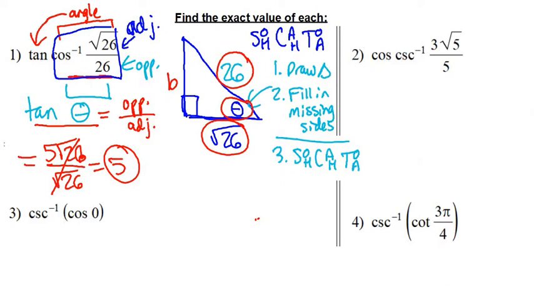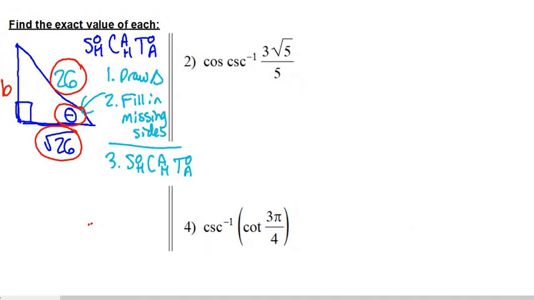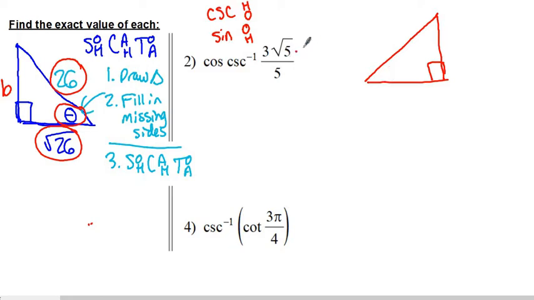Number 3 and 4 are slightly different, but you can probably figure it out from what we've done so far. All right, so here's our 3 steps. Again, step number 1 is to draw the triangle. So let's draw a right triangle. This time it has a cosecant. So remember, cosecant is the reciprocal of sine. Sine is opposite over hypotenuse. That means cosecant will be hypotenuse over opposite. So this is going to be the hypotenuse right here, and this is going to be the opposite.